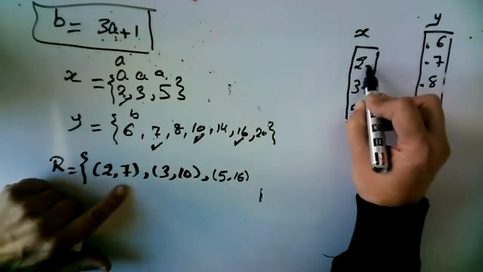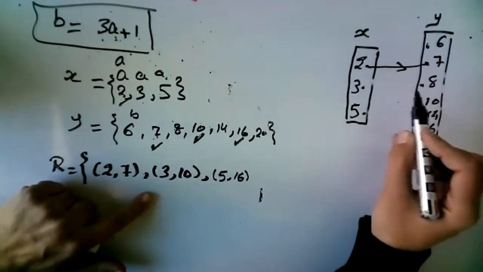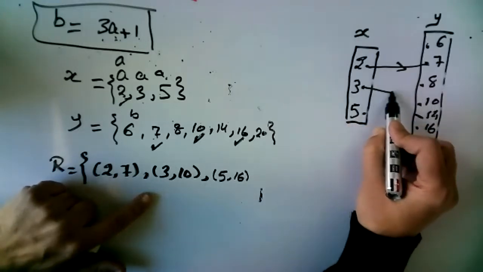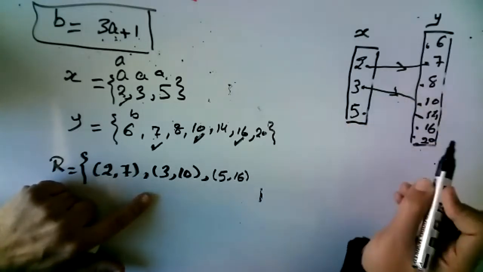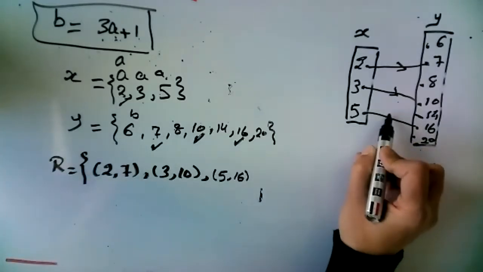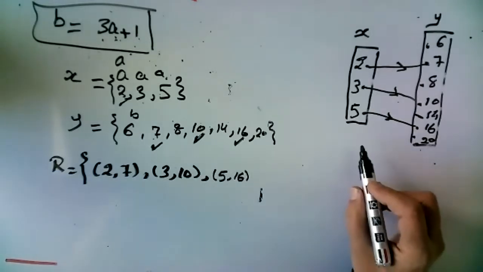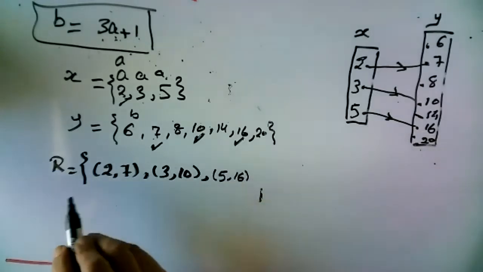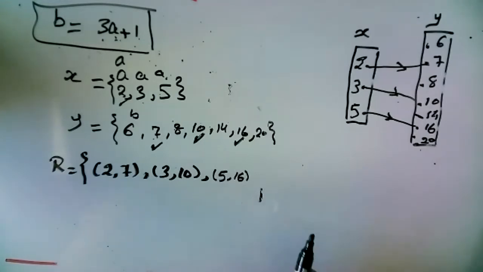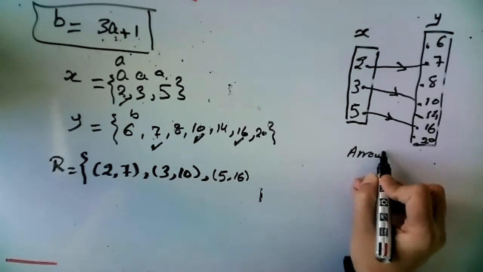Now, the ordered pairs which represent the relation between the elements of the two sets: (2, 7), (3, 10), (5, 16). This is an arrow diagram which represents the relation between the elements of the set x and the set y.